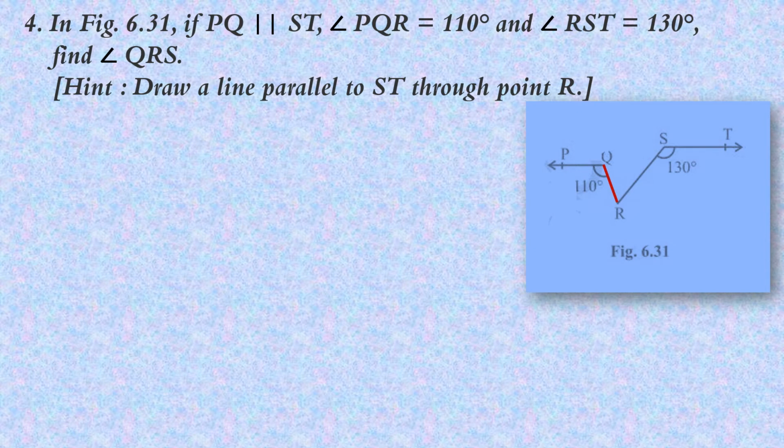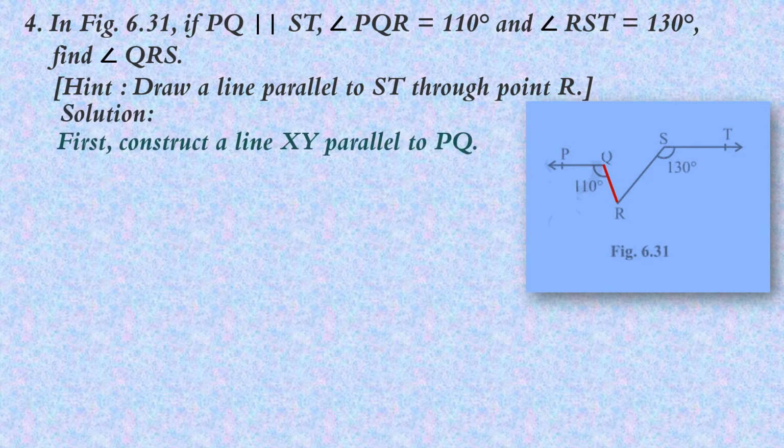In figure 6.31, if PQ is parallel to ST, angle PQR is equal to 110 degrees and angle RST is equal to 130 degrees, find angle QRS. We have been given a hint: draw a line parallel to ST through point R. So let us draw a parallel line XY, parallel to PQ. So let's draw X and Y.